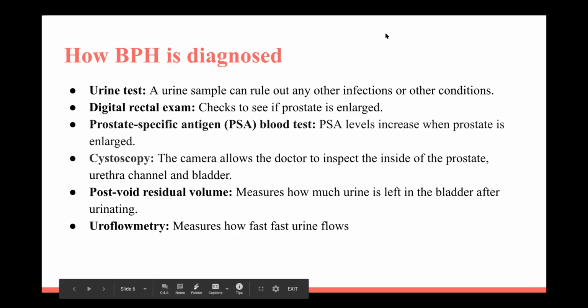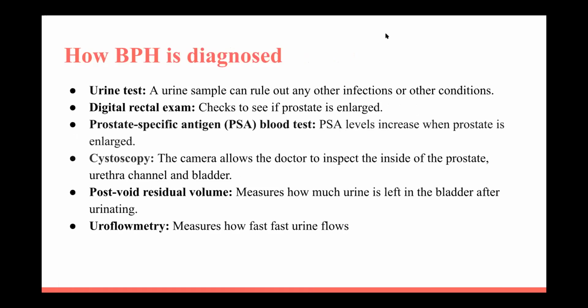Okay, so a urine test can be done to diagnose or rule out any other infections. A digital rectal exam checks to see if the prostate is enlarged. A PSA blood test, these increase when the prostate is enlarged. A cystoscopy, a camera inspects the inside of the prostate, urethra, and bladder. And post-void volume measures how much urine is left over. And a urine flowmetry measures how fast the urine flows.